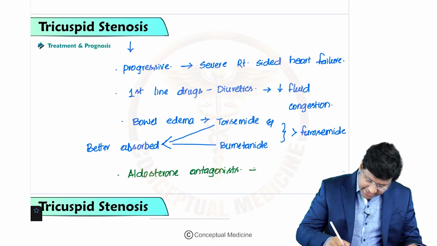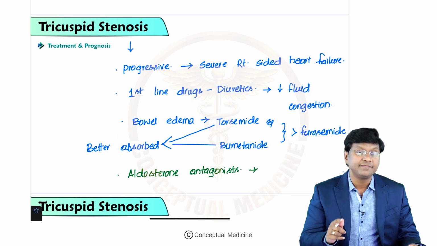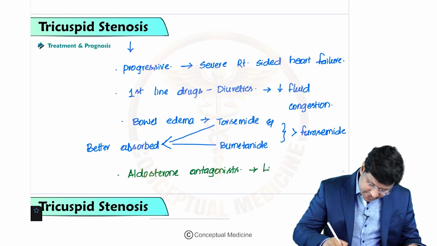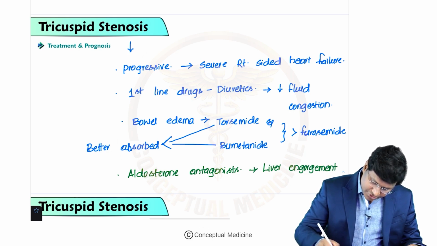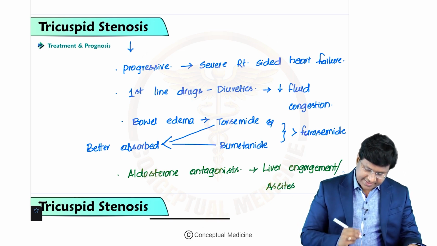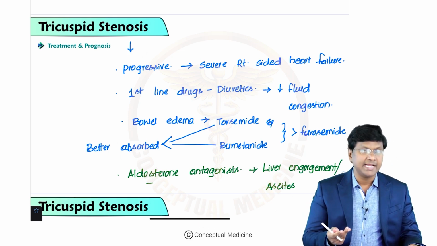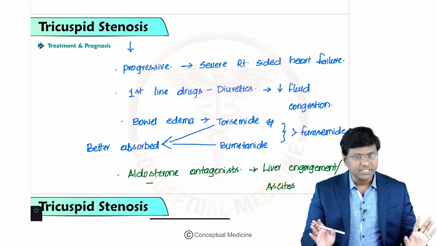And these aldosterone antagonists, let me tell you, are particularly helpful if there is liver engorgement or ascites. That is the point when you need to give the aldosterone antagonist. These include spironolactone and eplerenone. So this will be the medical management, that will be the diuretics.